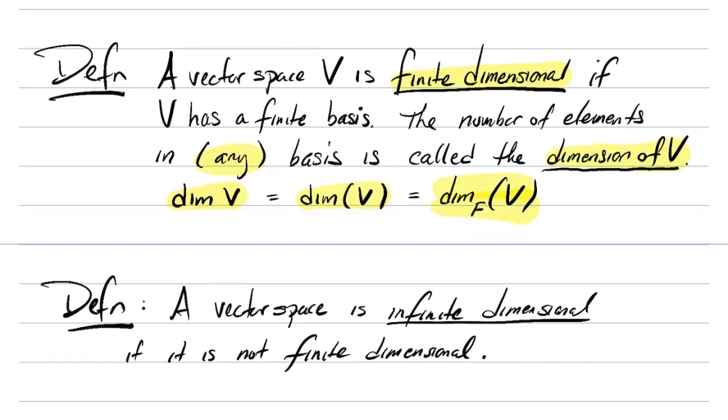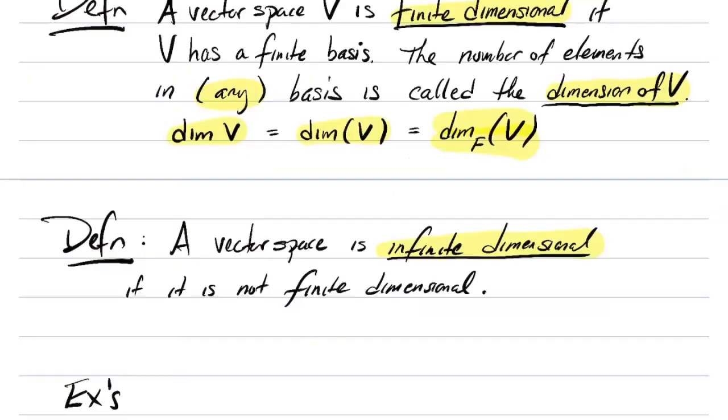If a vector space isn't finite dimensional, then we call it infinite dimensional. So an infinite dimensional vector space, by definition, is a vector space that does not have a finite basis of any size. So it's infinite dimensional if it's not finite dimensional. Let's look at some examples.